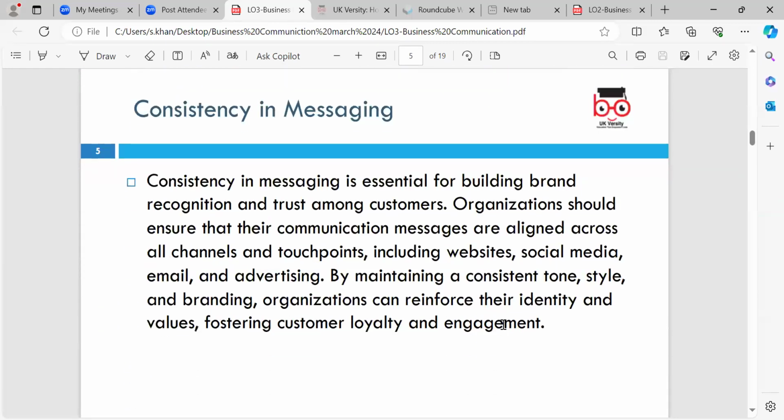Consistency in messaging. Consistency in messaging is essential for building brand recognition and trust among customers. Organizations should ensure that their communication messages are aligned across all channels and touch points, including websites, social media, email, and advertising. By maintaining a consistent tone, style, and branding, organizations can reinforce their identity and values, fostering customer loyalty and engagement. And as we said, social media is one of the biggest functions of customer relations, because you're using social media to enhance your customers' needs, but also keep track of what they like.